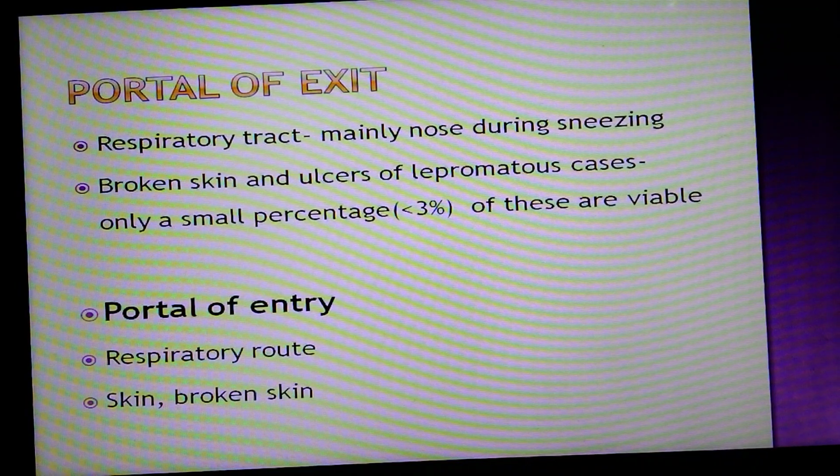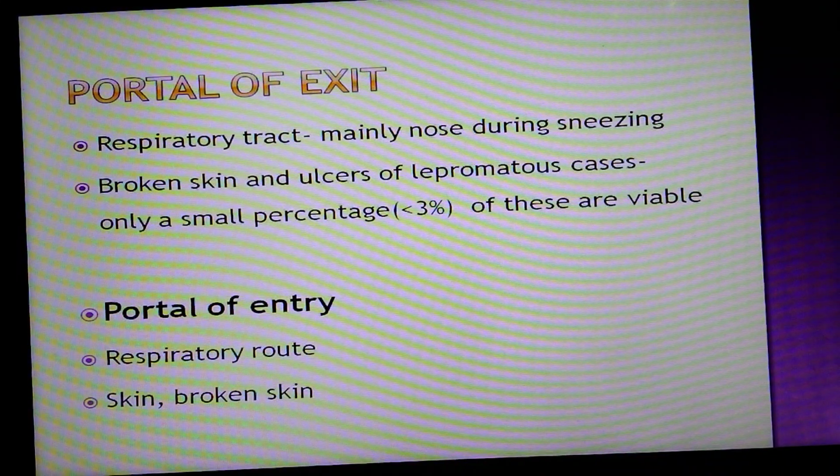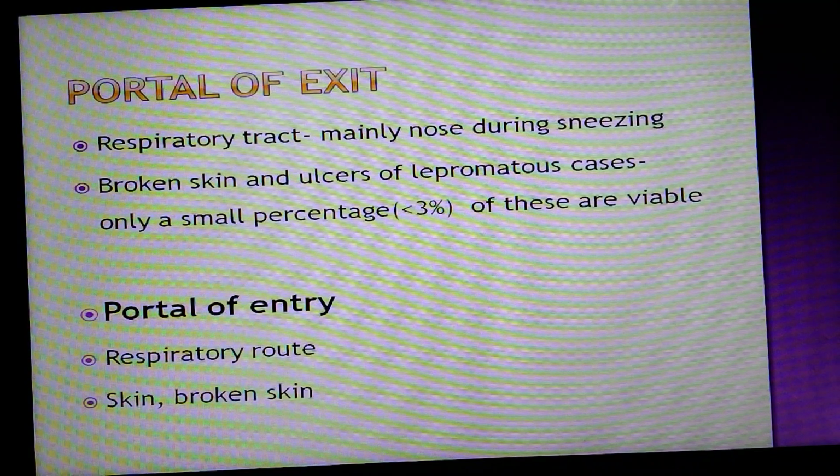In the last class, we stopped at portal of exit. So today we'll continue with the portal of exit of leprosy. First of all, we shall know what the portal of exit is. Portal of exit is the path by which a pathogen leaves its host. So where the pathogen leaves its host, this is called the portal of exit.